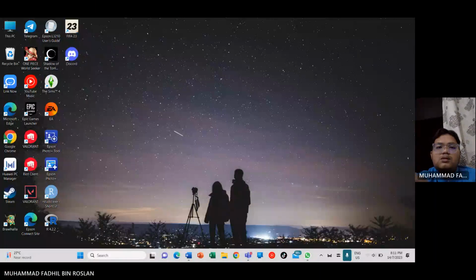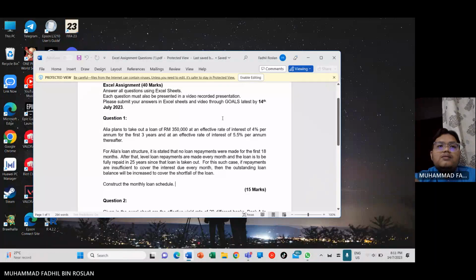I will present the assignment Excel that was given. From the first question, Alia plans to take out a loan of 350,000 at an effective rate of interest of 4% per annum for the first 3 years and an effective rate of interest of 5.5% per annum thereafter.